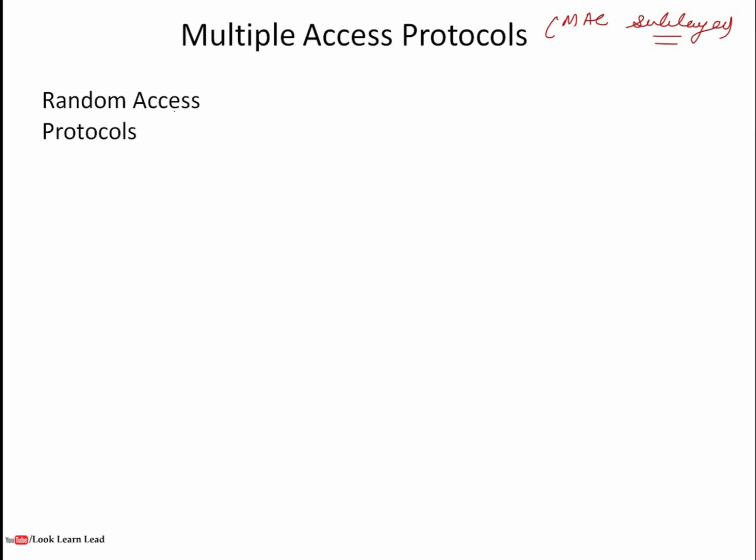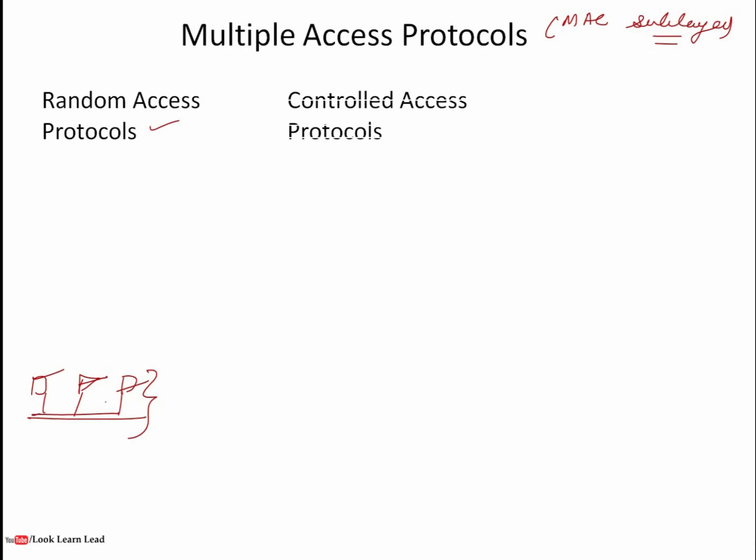First is the random access protocols. In this we treat all the systems equally. Suppose we have three systems and they are all sharing a medium. All three systems can send data at any time. They are all treated equal. That is called random access. They can send data randomly at any time.